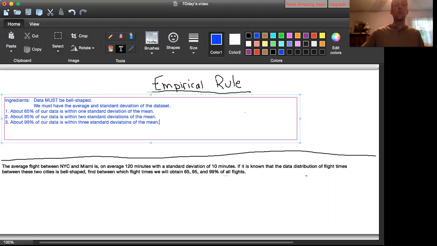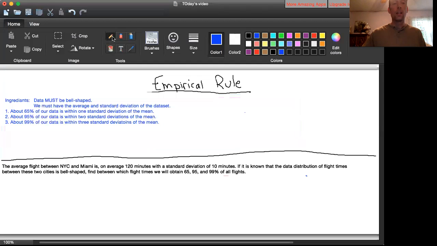Okay, so now that we know all that great stuff, let's turn right away to an example. On the bottom of the screen, it says the average flight between New York City and Miami is on average 120 minutes with a standard deviation of 10 minutes.